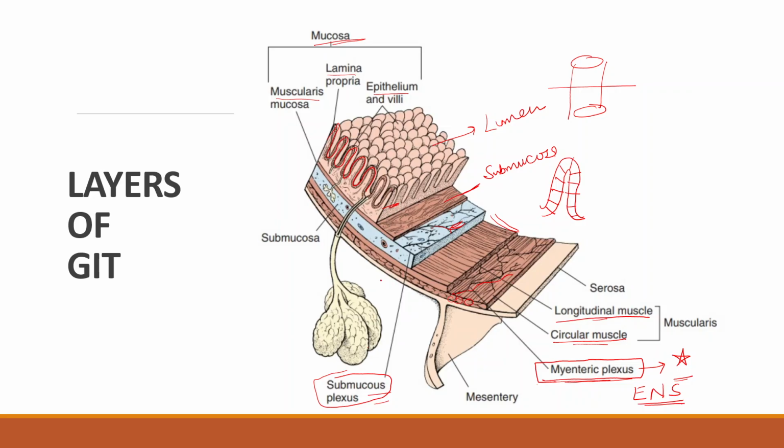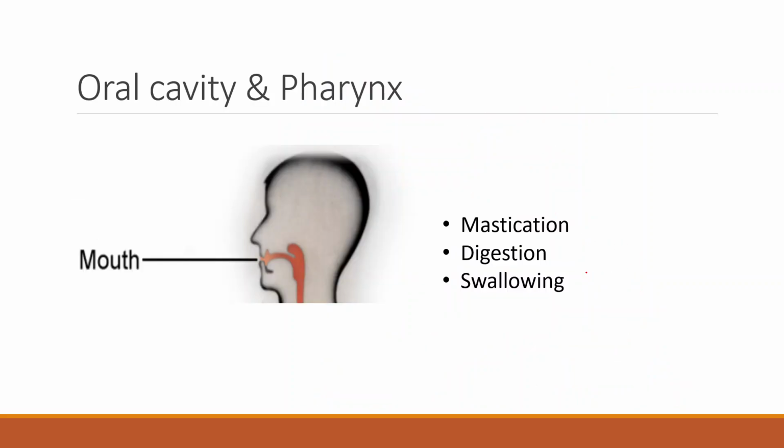And the outside structure is a fibrous structure which we call serosa, right? So these are 5 layers basically, starting with mucosa, then submucosa, then 2 muscle layers, inner circular and outer longitudinal, and then serosa. So these are all about the 5 layers of gut.